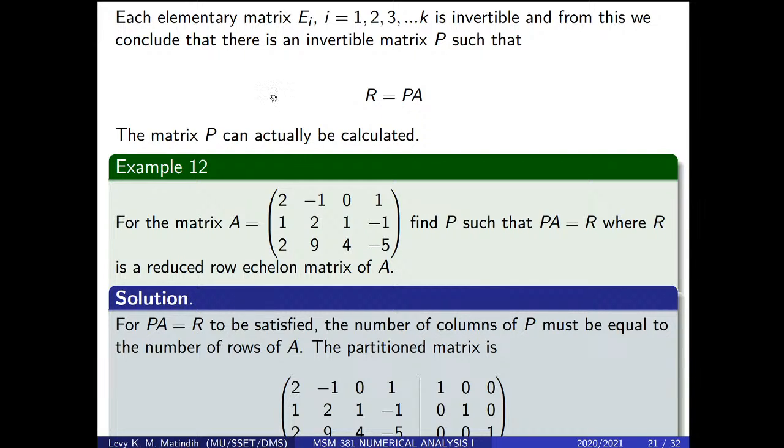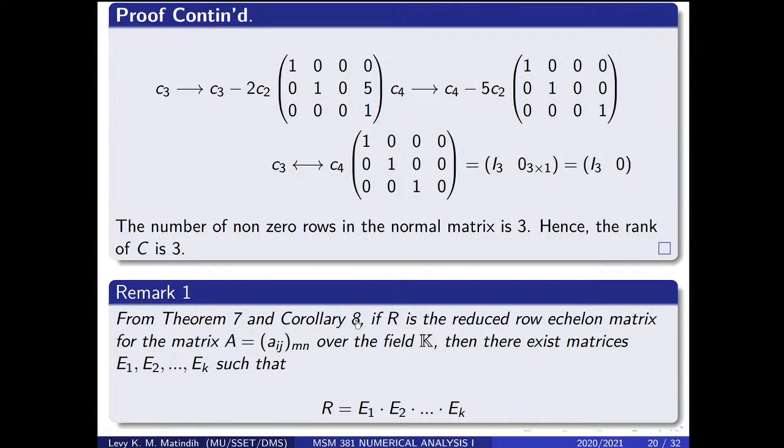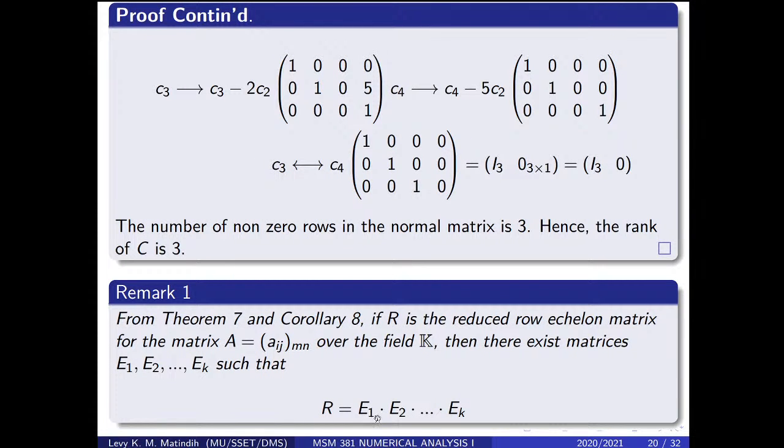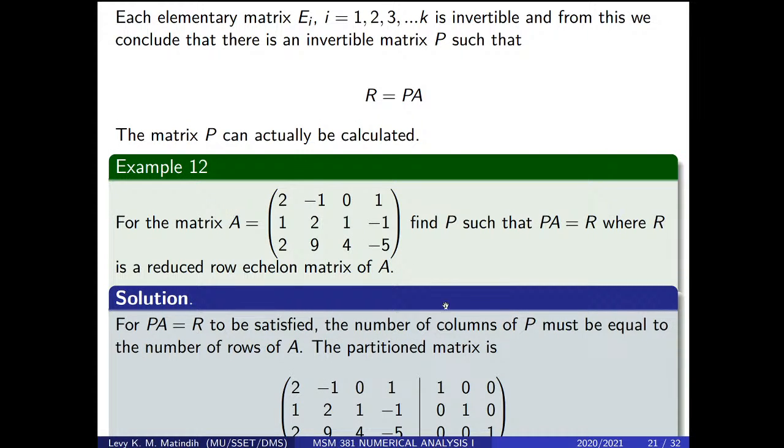And from this, we conclude that we can find an invertible matrix P such that R, which is the reduced row echelon form of matrix A, is the product of this matrix P by matrix A. Remember, according to theorem number 7 and corollary number 8, this R is the product of elementary matrices with A, which means the product of these elementary matrices E1, E2 up to EK, we can write as P. Remember, the product of invertible matrices is invertible. So when we take their product, we get the matrix P.